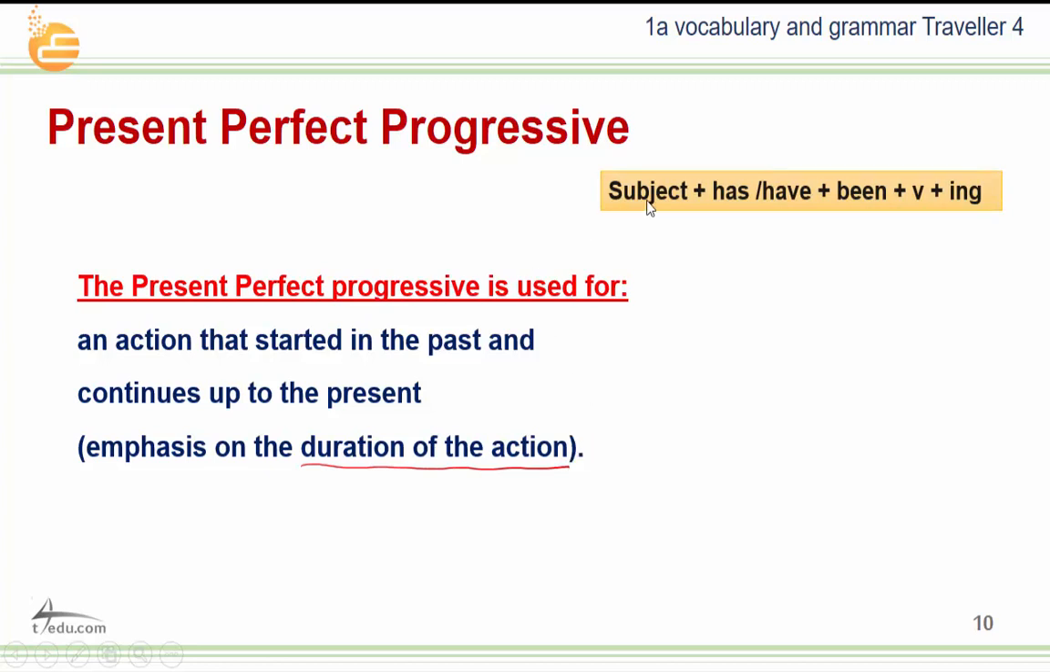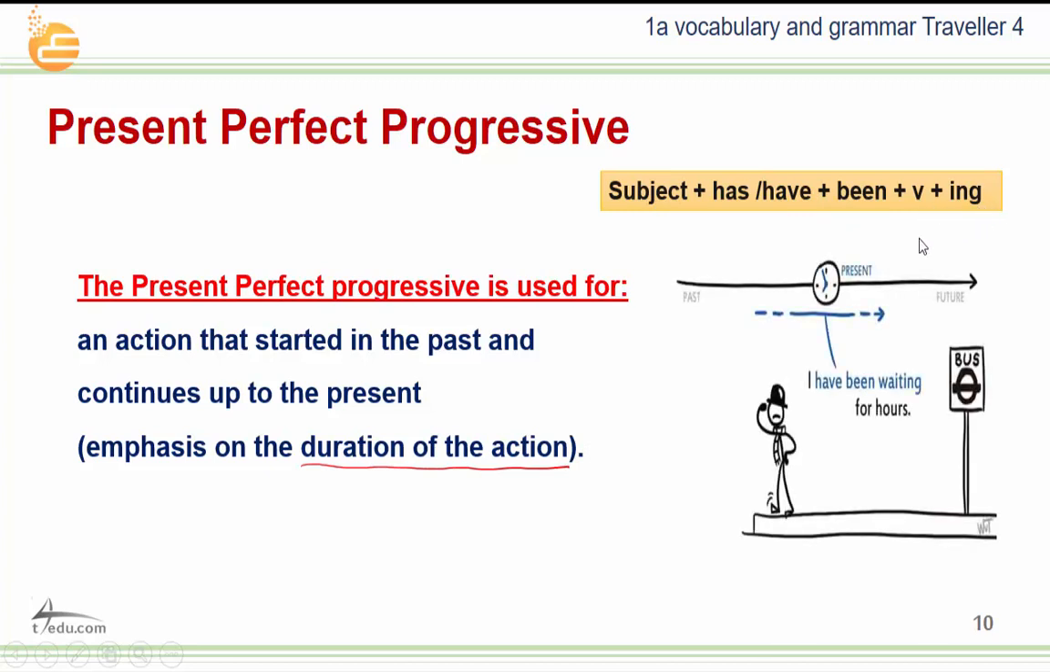The form is subject plus has or have plus been plus verb plus ing. Like, I have been waiting for hours here. For hours. So the emphasis is on the duration.